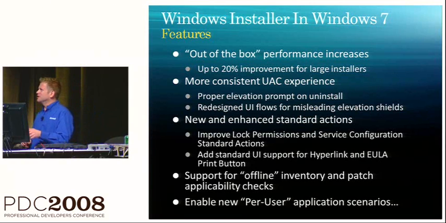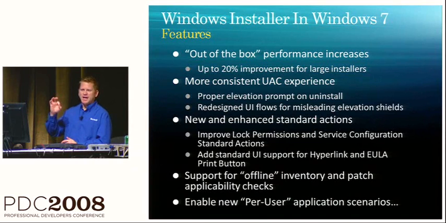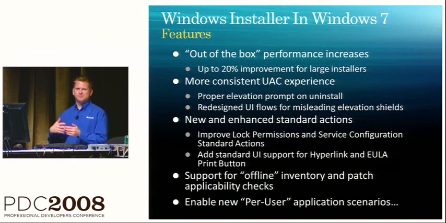And that's why I want to talk about the more consistent UAC experience here. So, proper elevation prompt on uninstall, as I just mentioned. One of the other things: there were a few UI flows in our standard UI that gave misleading elevation shields. There were places where you might hit a button that had an elevation shield on it, but then there wouldn't be a UAC prompt following it, depending on what mode you were running in and various other things. We heard that that was confusing to people, so we redesigned some of the UI flows so that if there is an elevation shield displayed, then you will actually get a UAC prompt after that.